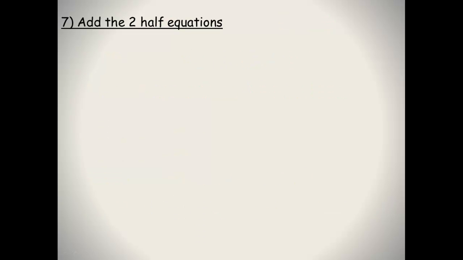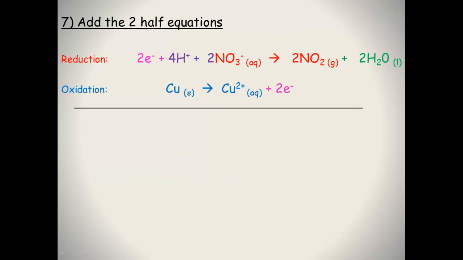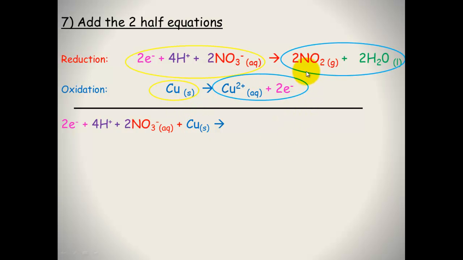So now we just need to add the two half equations together. There's our two half equations, and all we're doing is adding what's on the left hand side of both equations to the left hand side of the equation. I've just transcribed exactly what I see, and then what's on the right hand side of both equations down to the right hand side of the equation. Again, I've just copied everything down.